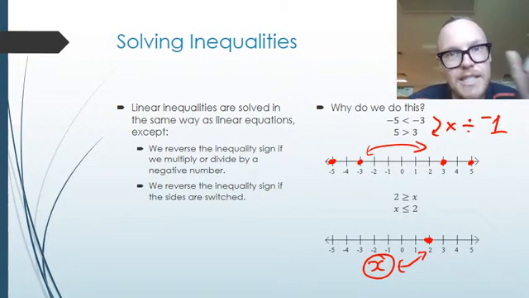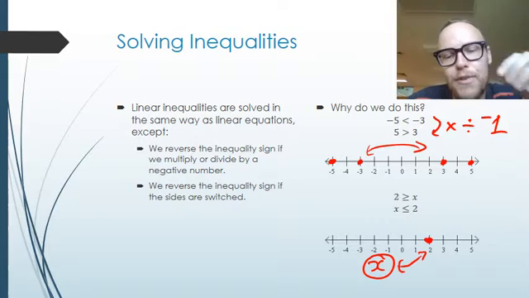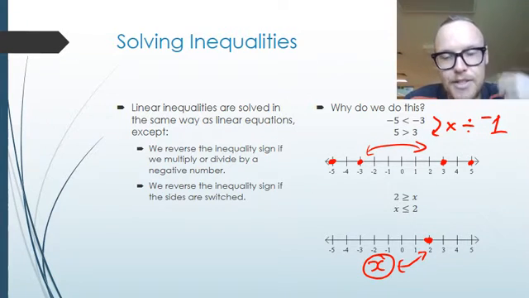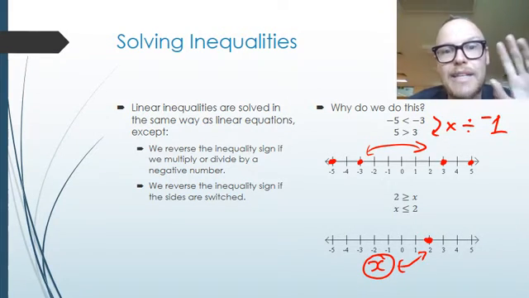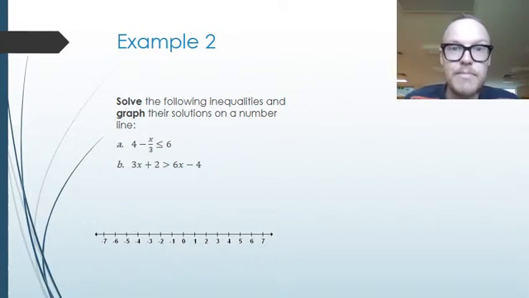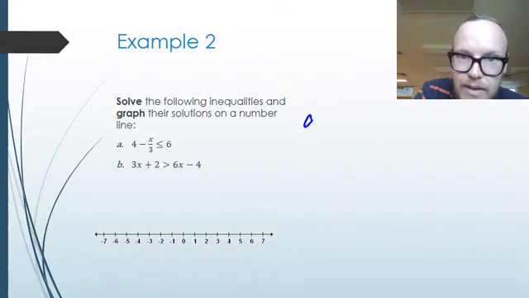So essentially, when we switch sides, we're switching our frame of reference. 2 is greater than or equal to x, so 2 is the bigger number. x is less than or equal to 2, so we're saying x is the smaller number. We're just shifting our perspective on which is the subject of the inequality, the one we're talking about. That's why we need to switch the inequality sign. They're the only two exceptions to all of the normal rules for solving inequalities. Let's have a look at two examples and graph them on a number line to see how that works in practice.